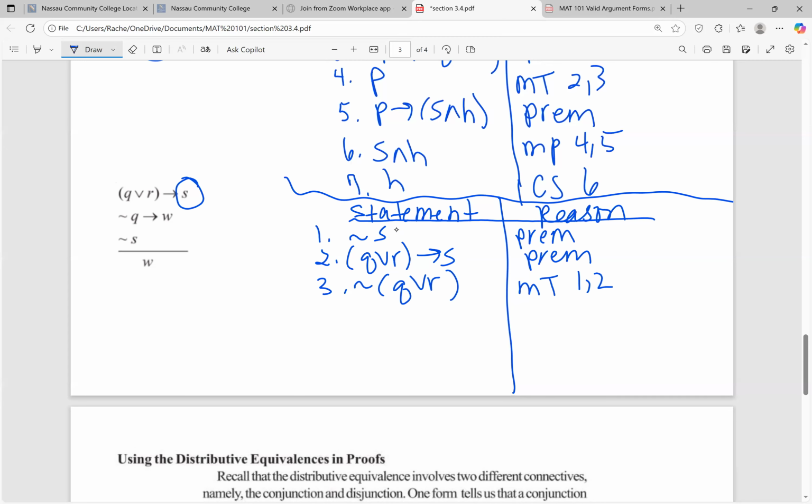And in 3, I have the negation of an or statement. So I'm thinking De Morgan's, right? So if I negate that, the equivalent statement would be not Q and not R. And I'm thinking that's going to be helpful because I have a not Q in that second premise, right? So let's apply De Morgan's. So I'm going to have not Q and not R. So that's De Morgan's equivalence on statement 3.